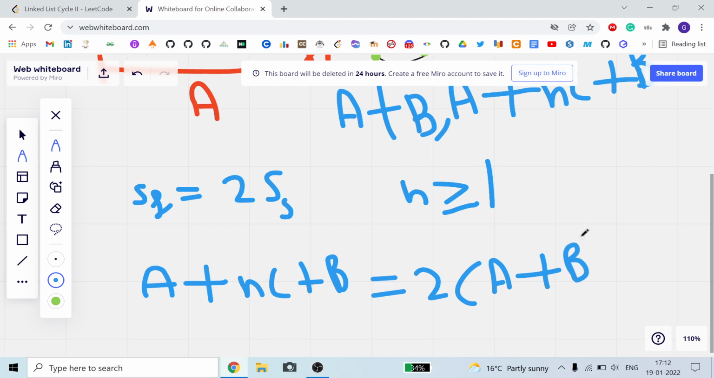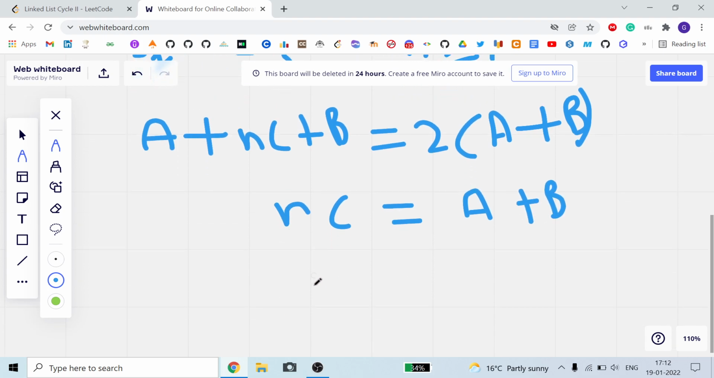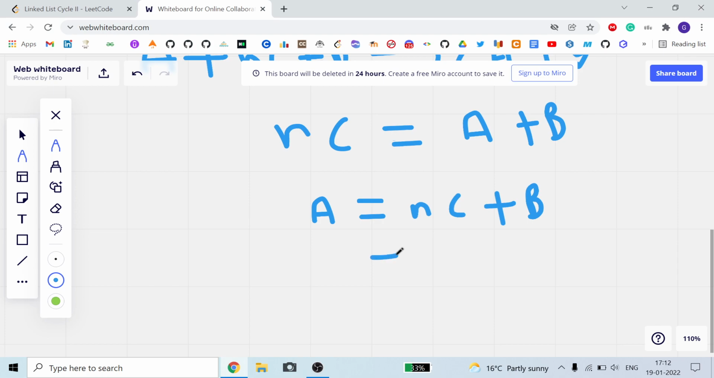Okay, and when you solve it, you will get NC is equal to A plus B. So from here you will get A is equal to NC minus B. You can write it as minus B, because when we go here, then it will become minus.